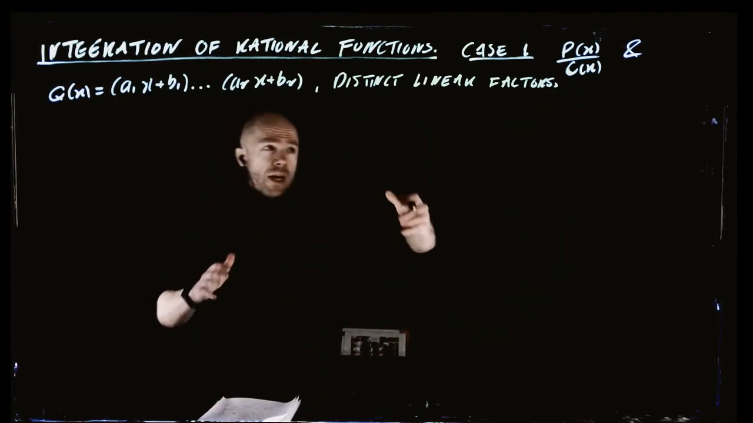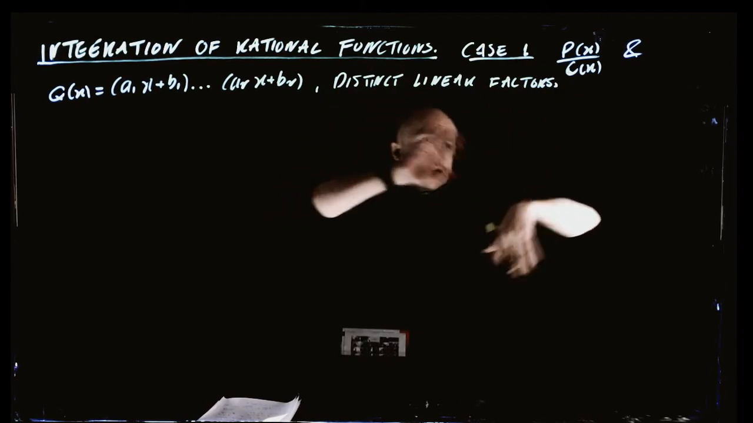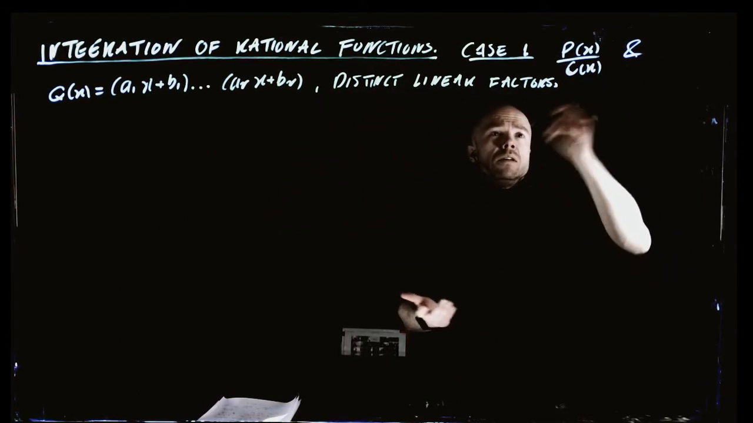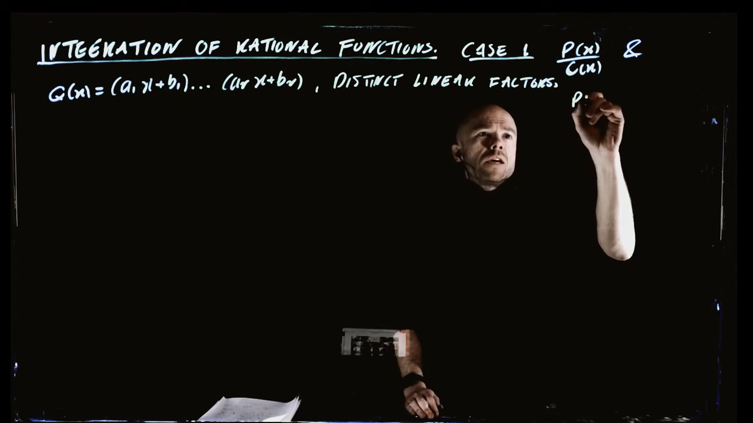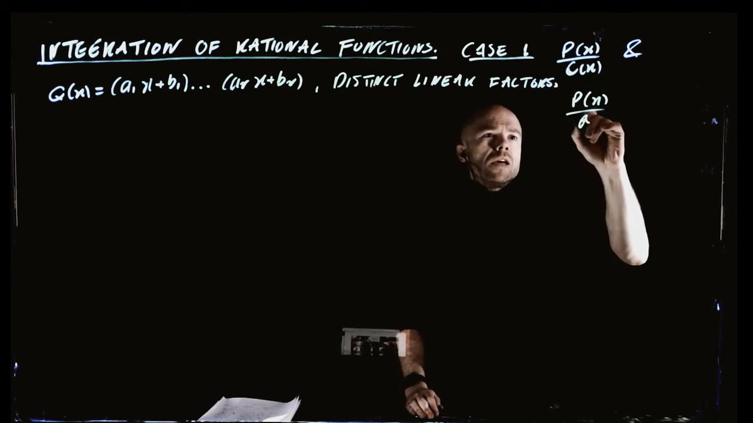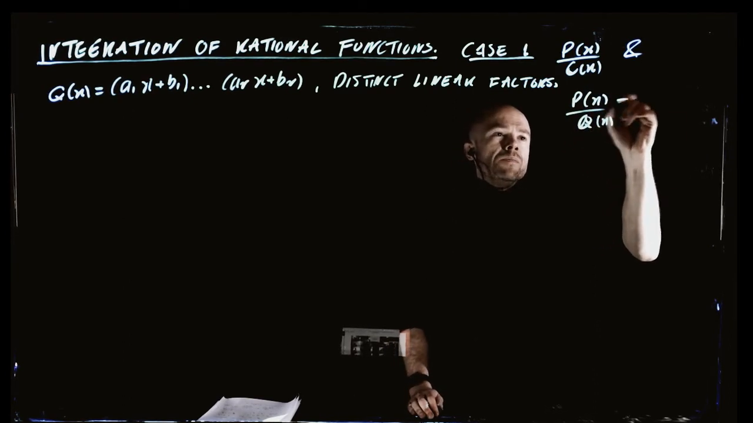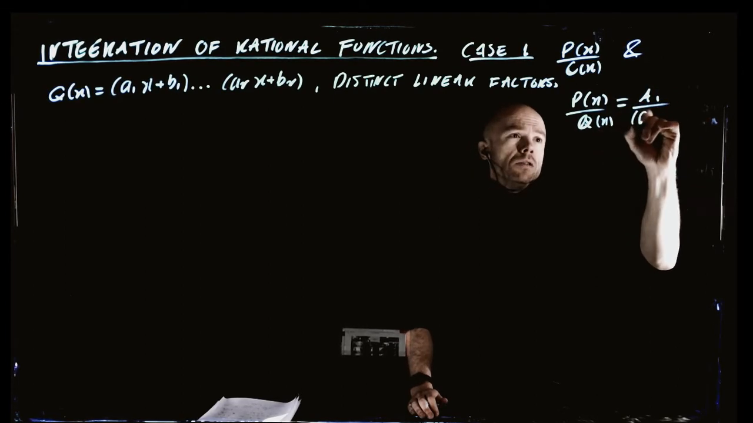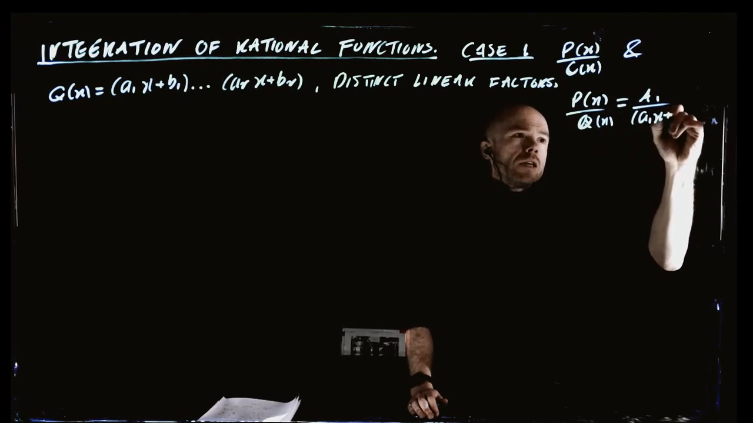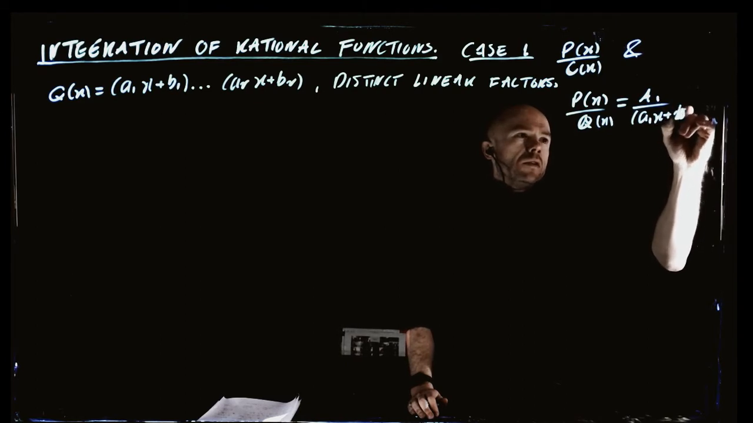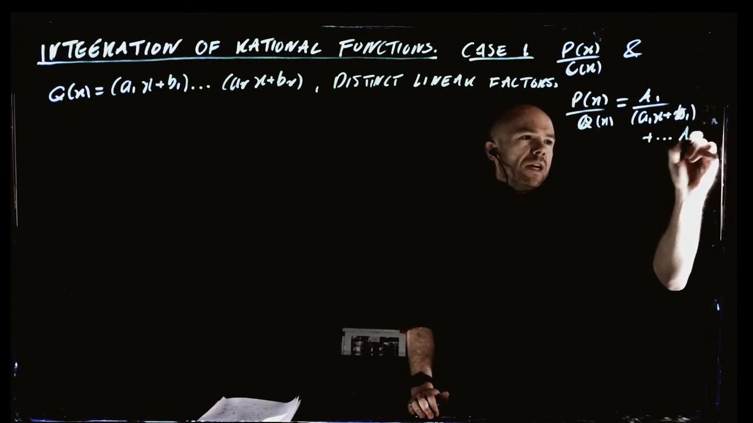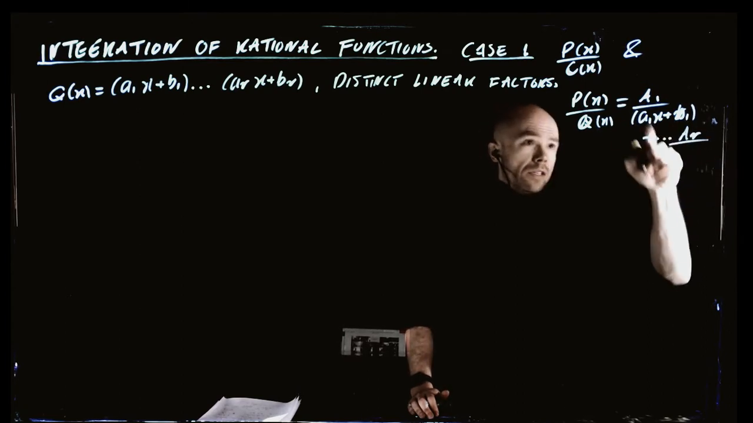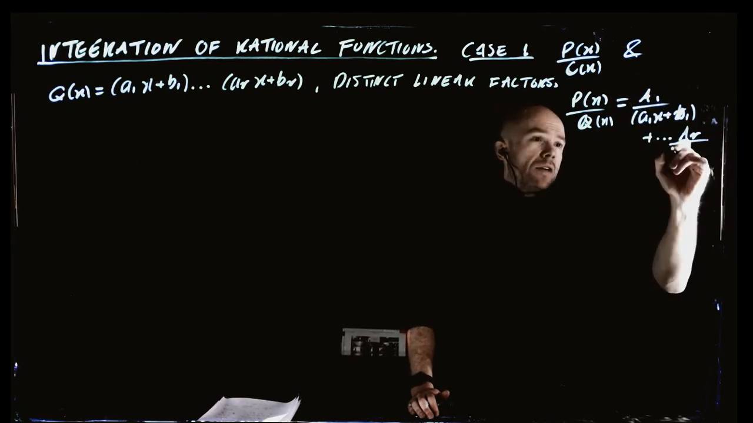In this case, I'm trying to completely go over it again, but in this case, we wrote that P of x over Q of x was equal to these coefficients, A1 over each of these individual factors. And then we made a common denominator and then solved for these coefficients, capital A1 up to AR.